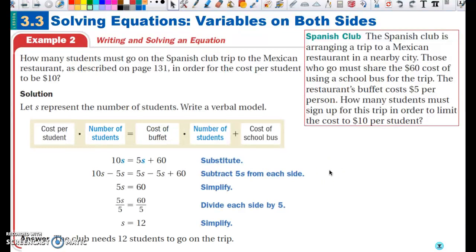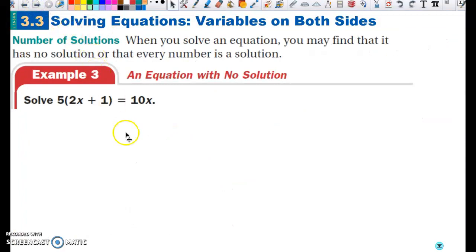Now I understand that I'm not here to help you with these, and I apologize. When I get back on Monday, I'll be sure to go over more of these word problems with you because I know they can be difficult, especially to write the equation. It takes a little bit of practice, and it does take some knowledge of English. You have to know how to read and speak English pretty well.